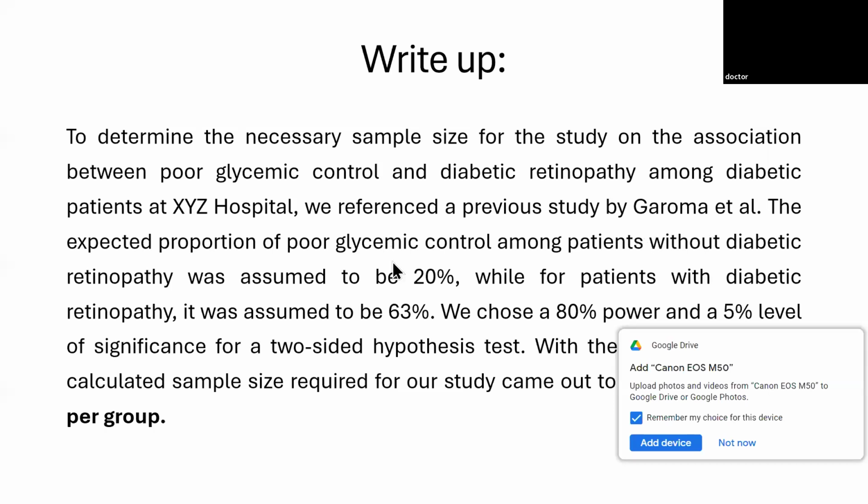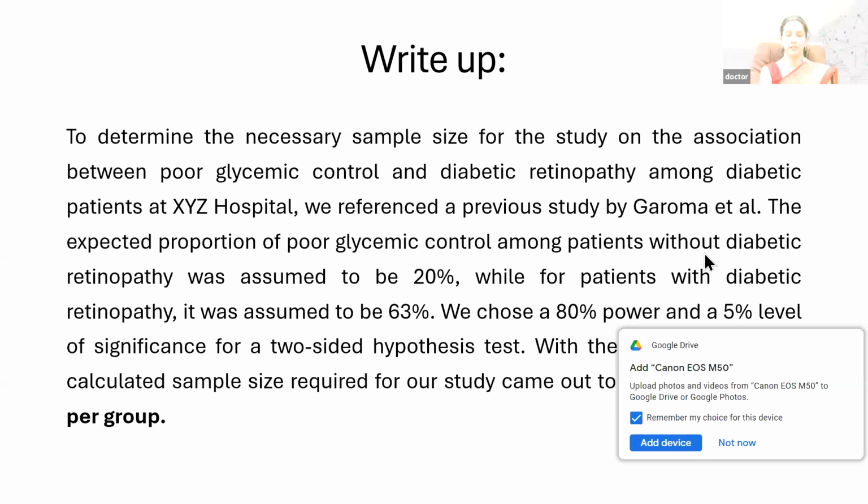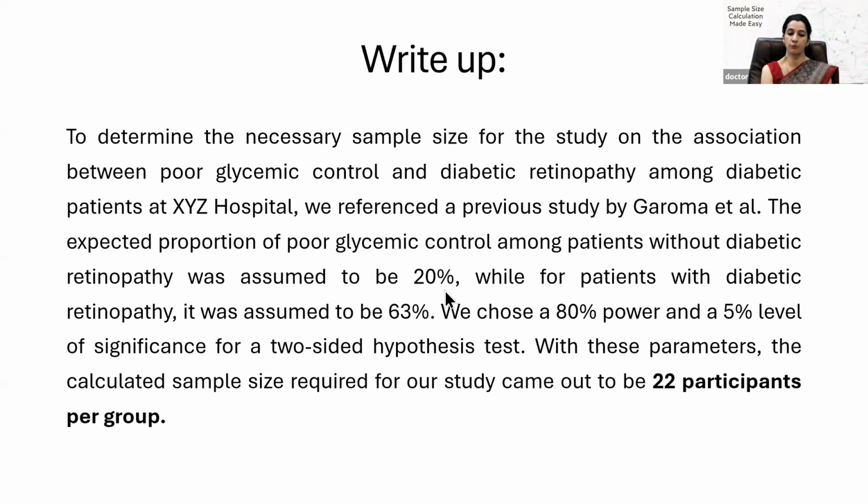And the expected proportion of poor glycemic control among patients without diabetic retinopathy was assumed to be 20%, while for patients with diabetic retinopathy, it was assumed to be 63%. So we chose 80% power and a 5% level of significance for a two-sided hypothesis test. With these parameters, the calculated sample size for our study is 22 per group. So if you are planning to select 1:1, then you need 22 cases of diabetic retinopathy and 22 controls without diabetic retinopathy. So this is how you will do the write-up.